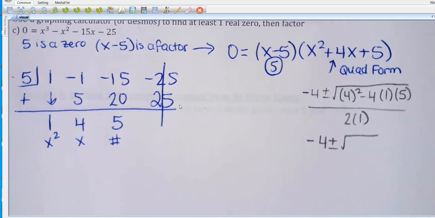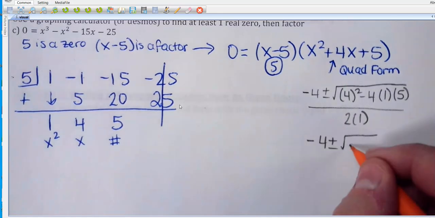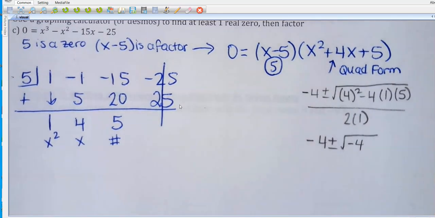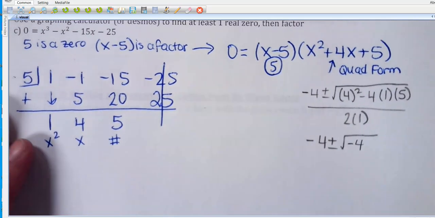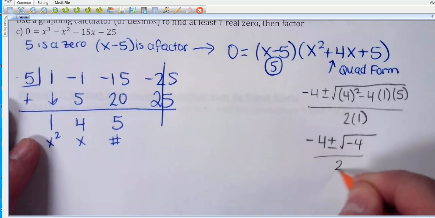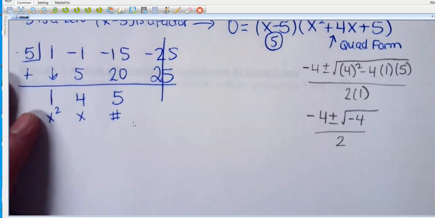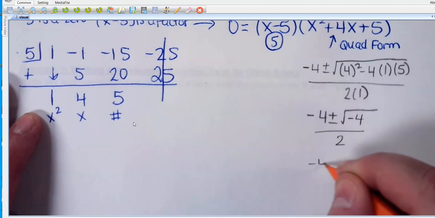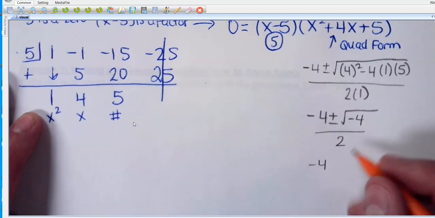So 16 minus 20 is -4, and it should be negative, right? Because we said the two other answers have to be imaginary, so I should have an i in my answer, which this will result in that, and 2 on the bottom. Now, what is the square root of -4? 2i. Thank you, Bree, for raising your hand.